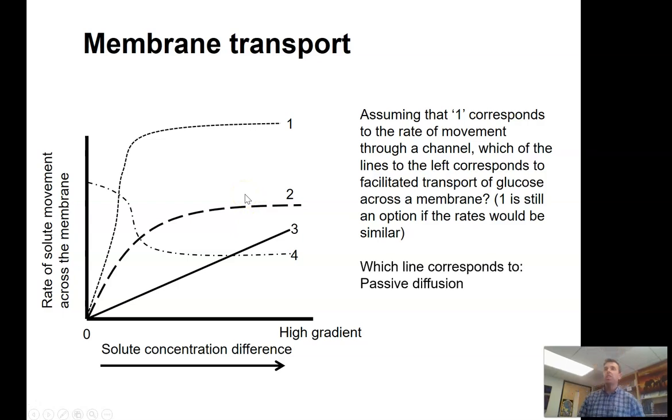And then last question, which line corresponds to passive diffusion, right? So you have facilitated diffusion meaning it's still moving from high to low, but facilitated means it's using a protein or something to help it across the membrane. Passive diffusion, high to low, but it doesn't need help. So which line would correspond to that?